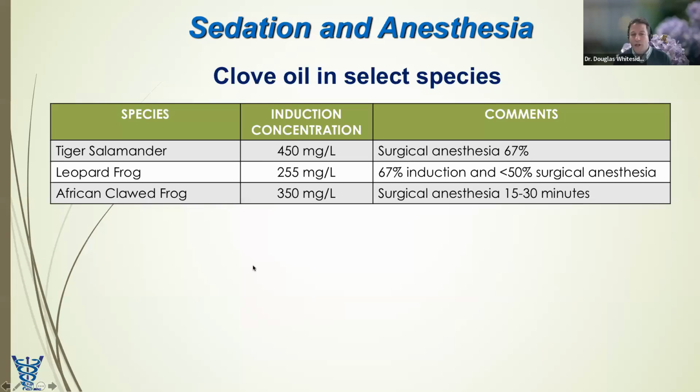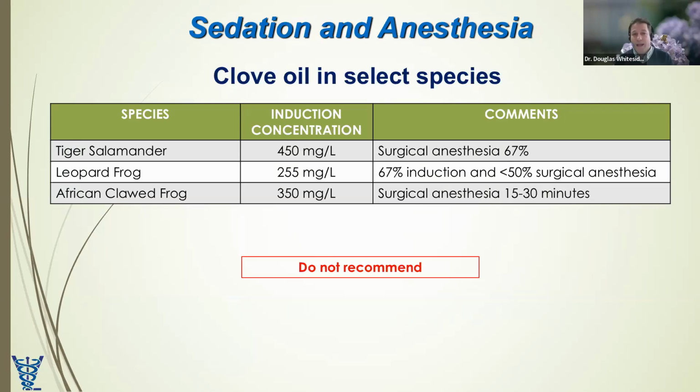The concentrations being used are anywhere from 250 to 450 milligrams per liter. But as you can see here, it doesn't really produce a lot of great surgical anesthesia. In this case with the tiger salamanders at really high concentrations, less than two-thirds or a third of the animals were actually surgically anesthetized. And you can see in here leopard frogs as well, less than 50% are actually achieving surgical anesthesia. So for those reasons, I don't recommend clove oil. Some people still like to use it, but I think there are better alternatives out there.